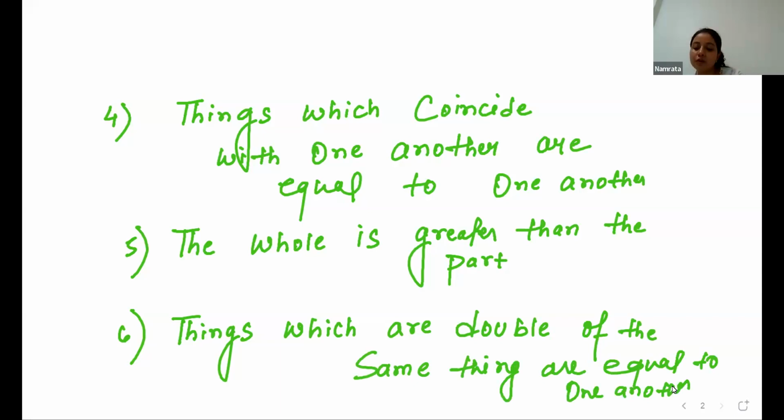So here, number 4 says that things which coincide with one another are equal to one another. Here we can take a straight line, let's say AB, and here is the point C. So we can see that AC and BC both are part of the straight line AB, right? Both coincide and make the line AB, right?